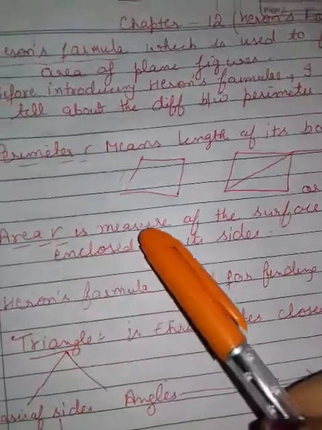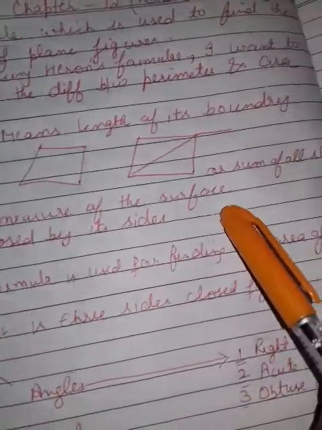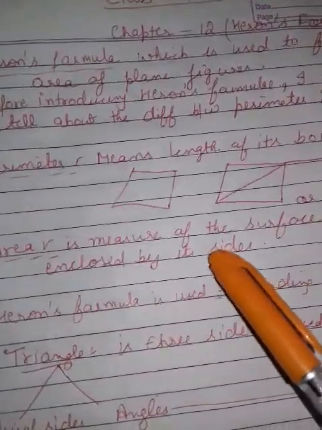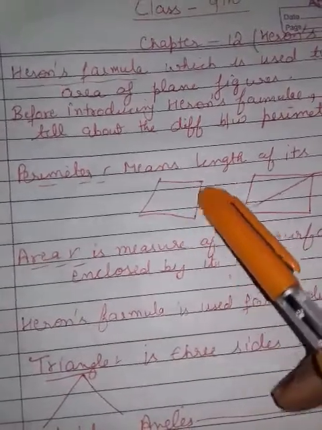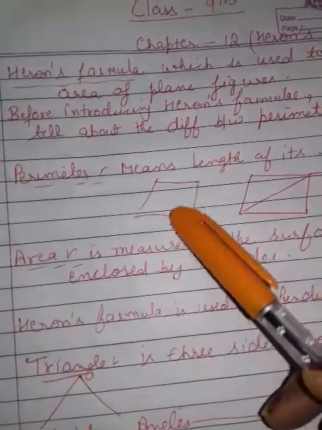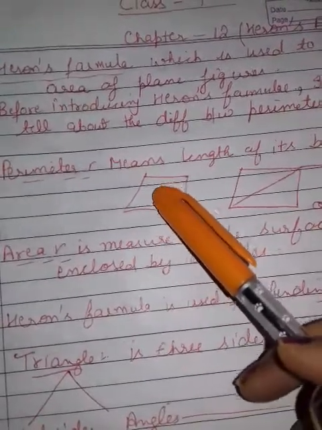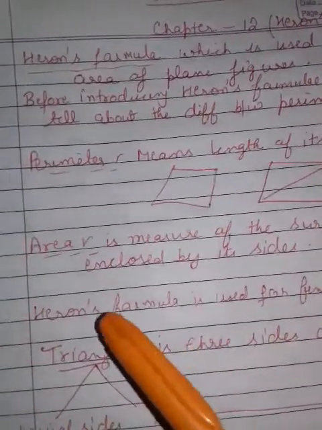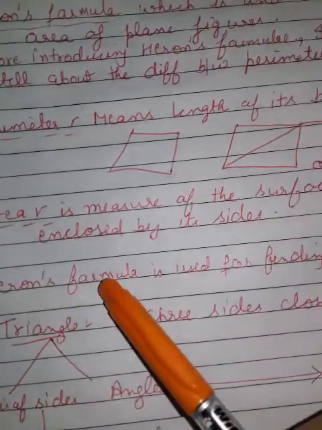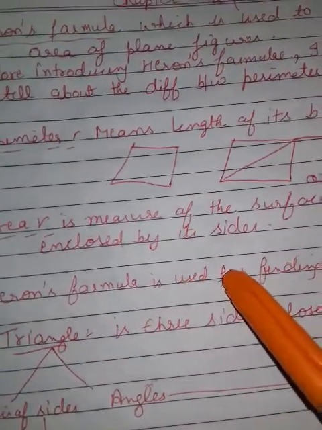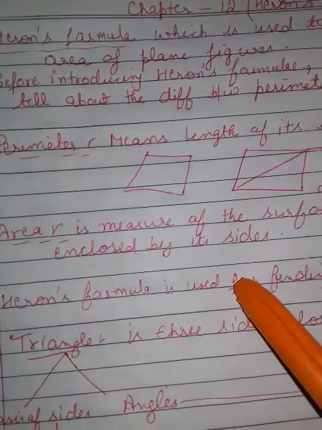Area is a measure of the surface enclosed by its sides. Like any type of figure is given, the surface enclosed by its sides is known as area. Clear? Next, Heron's formula is used for finding areas.